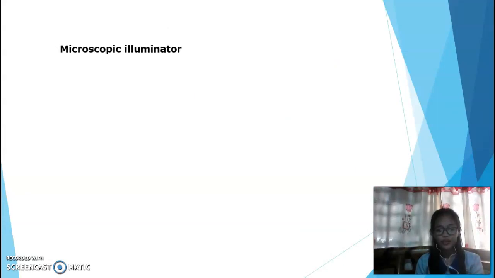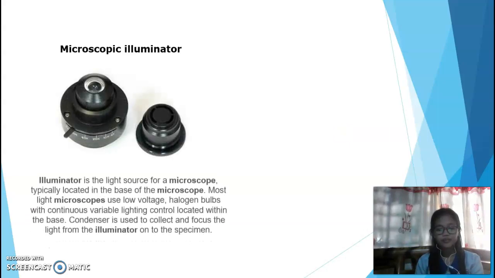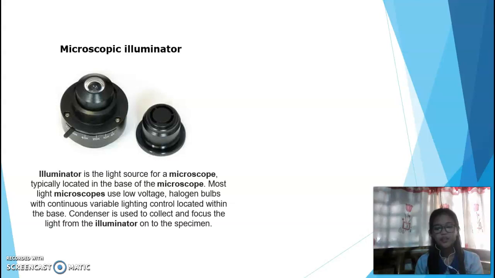The second one is the microscope illuminator. This is a microscope light source located at the base. It is used instead of a mirror. It captures light from an external source, with a low voltage of up to 100 volts.